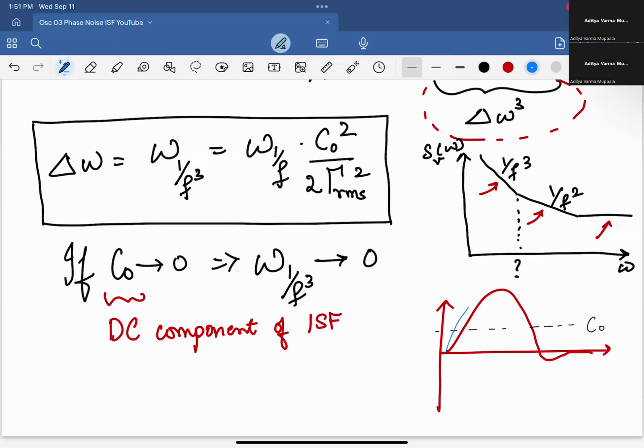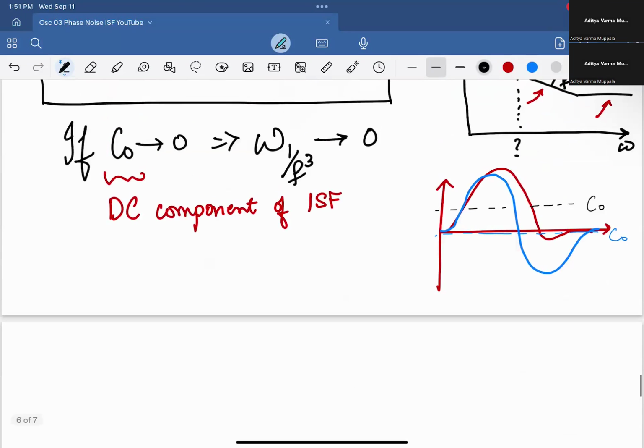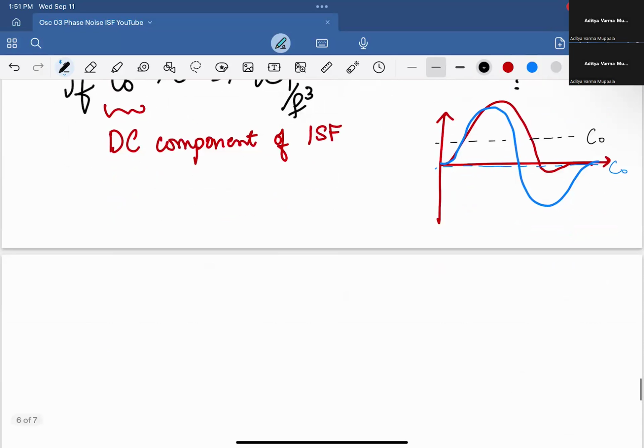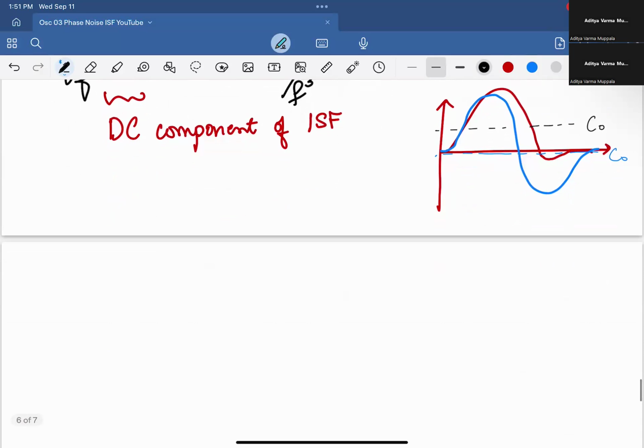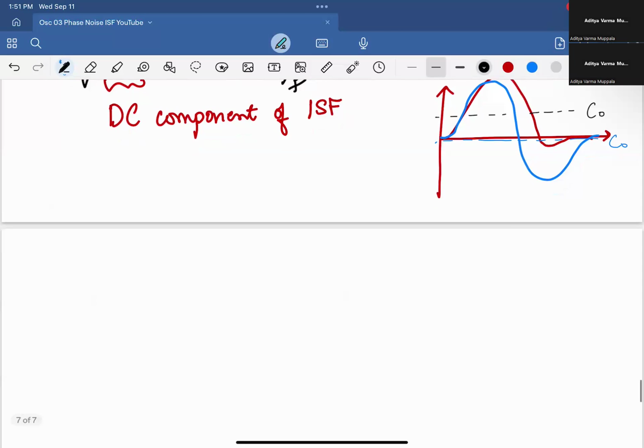Whereas if you have an ISF that looks like this, which is more symmetric, then C naught, which is somewhere here, is close to 0. And the 1 over f cubed noise, the close-in phase noise, is reduced. That's the idea. We'll go through some design principles later, where we use these techniques, or I should say these principles, to design better phase noise oscillators. But for now, we'll continue with the analysis.